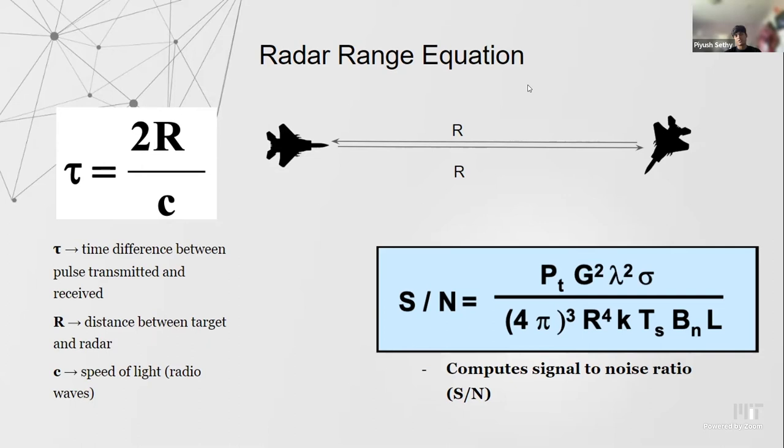Noise is the unwanted interference that occurs due to circuit failures or other reasons to the signal. And so the higher the signal to noise ratio, the lower the noise there is, and the better signal we have to compute and form an image.